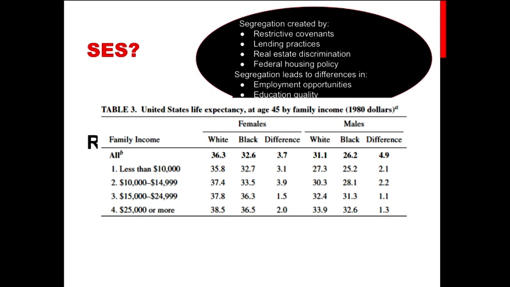I'm going to quote Williams here. At every level of income, for both men and women, African Americans have lower levels of life expectancy than their similarly situated white counterparts. You can see that in the table that I included here.